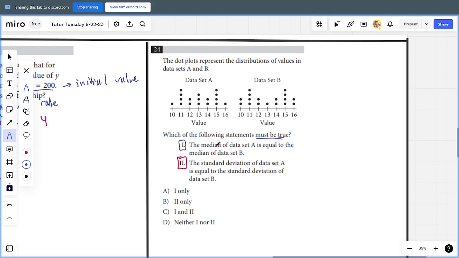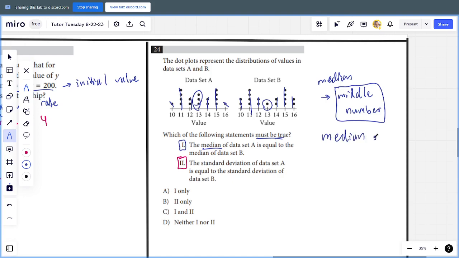What I can see here, the median is the middle number. As in, if you organized all the data like it is here, where you have 10, 11, 12, 13, 14, 15, and so on, the middle number is the median. And if you cross off all the outer data and you work your way towards the middle, you see both of them have a median of 13. So definitely the first part is true. This part is true.